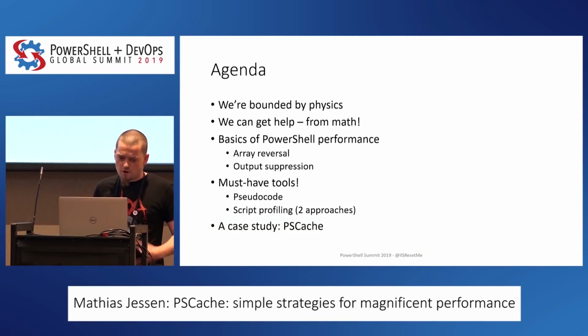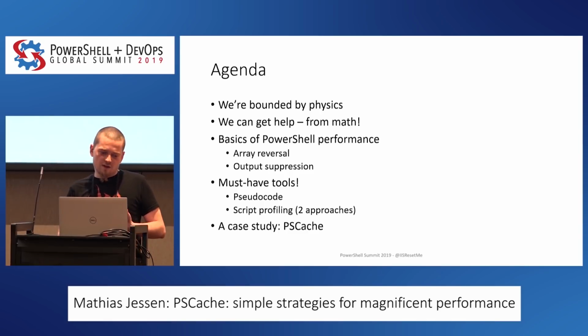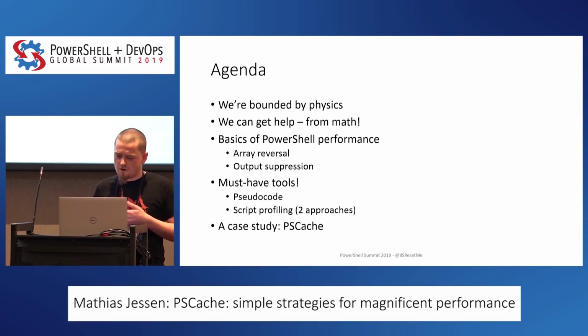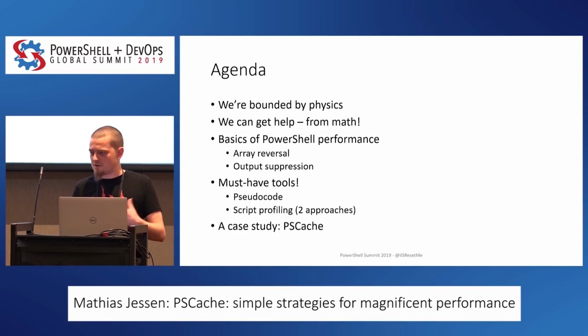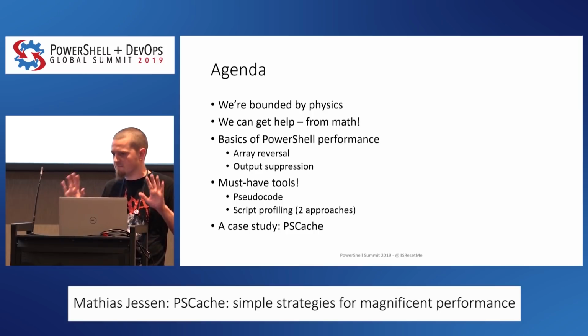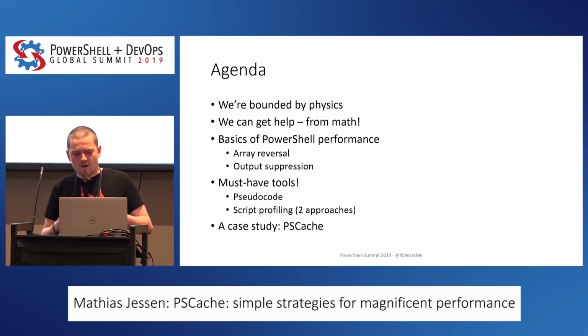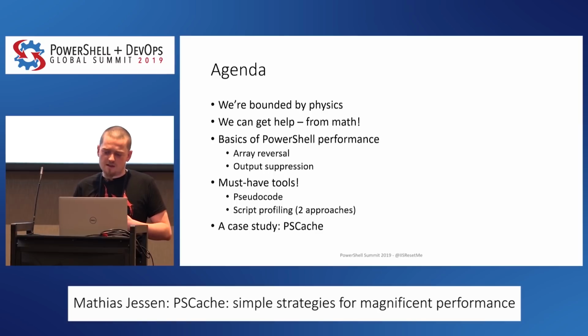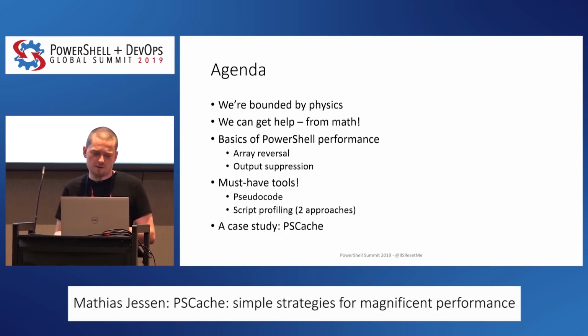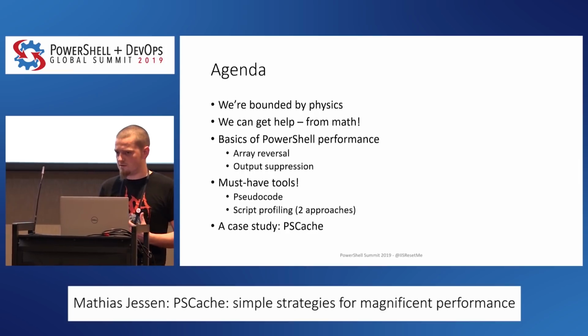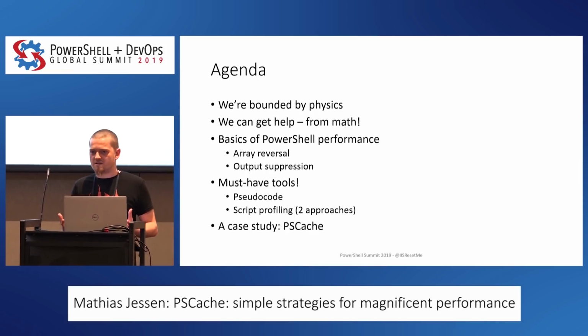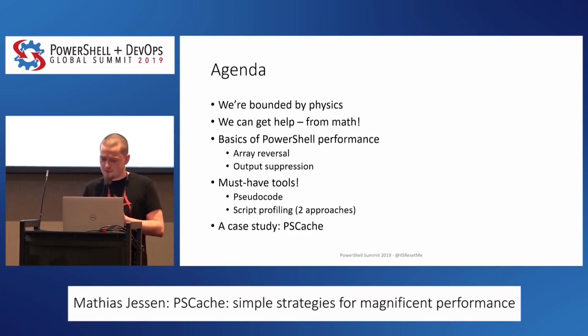So, what we're going to talk about today is the fact that when we use computers, we're bounded by physics. We're going to talk a little bit about how we can get help to solve some of these problems from math. It sounds scary, it's going to be okay. We're going to talk a little bit about basics of PowerShell performance. I have a couple of examples that show how you can get vastly different results in runtime performance from making very simple changes to your scripts. And then we're going to have a look at some tools that you can employ to analyze your slow code and maybe do something about it.